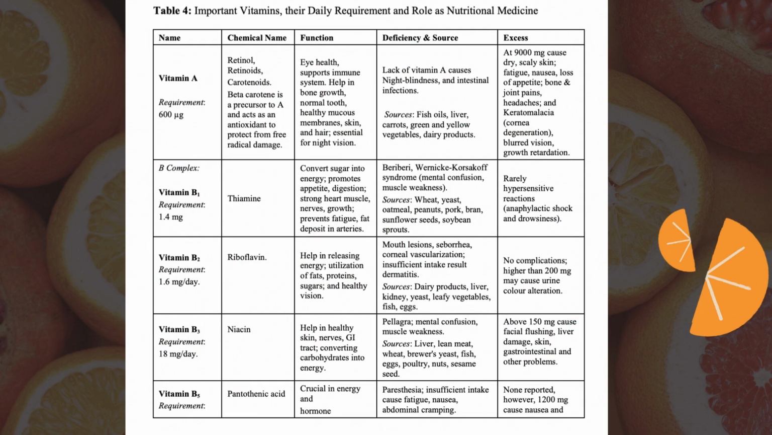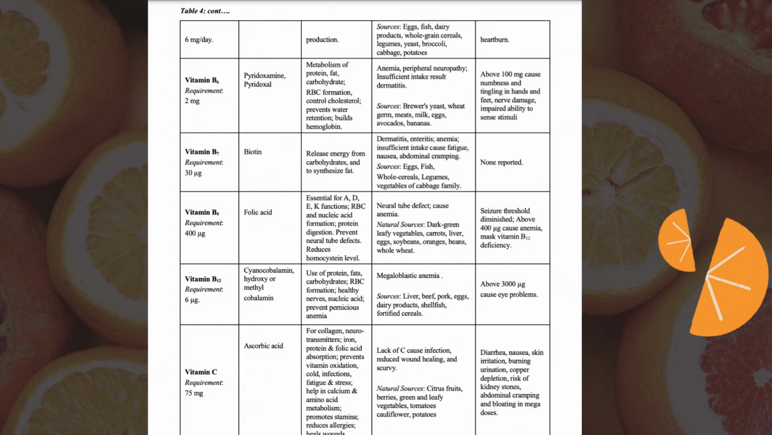Table 4 summarizes the important vitamins with daily requirement, chemical name or active form, biological functions, deficiency and excess symptoms, and sources. For dietary recommendation, please refer to the Malaysia Guidelines, Recommended Nutrient Intake 2017. For vitamin A, beta-carotene is a precursor to vitamin A, which we will discuss later on the chemical forms of vitamin A. This is a continuation of Table 4.